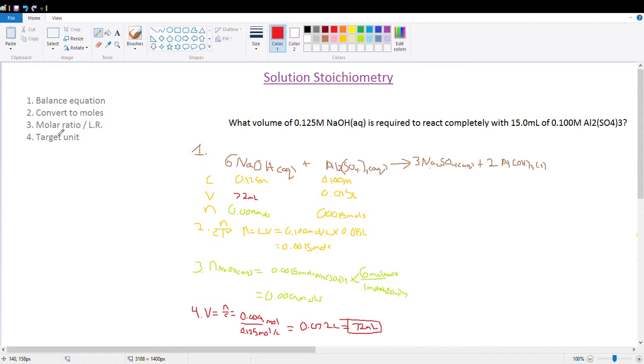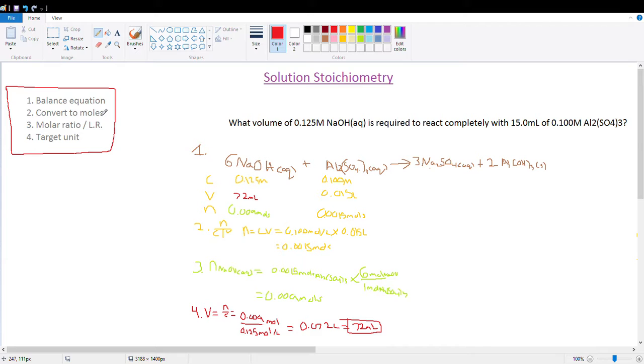Let's start off by going through the steps of regular stoichiometry, and then we'll figure out how solution stoichiometry differs. First you want to balance the chemical equation to make sure your ratios are correct, and then you want to convert what you have to moles. Then you use a molar ratio to find out the moles of your target, and at the same time you find the limiting reactant. Your last step is to find the target unit of what you want.